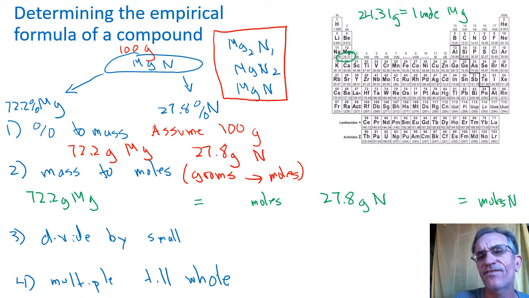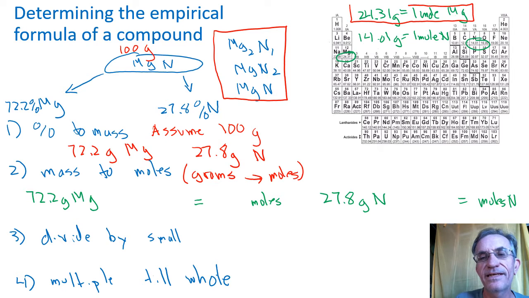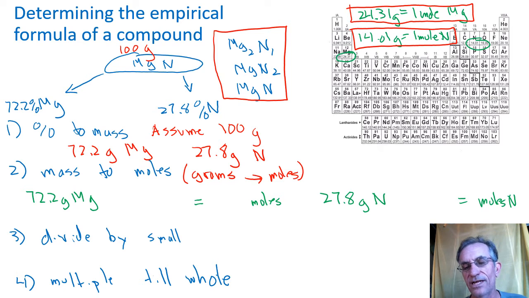So let's do the same thing for nitrogen. Under nitrogen, I see 14.01. So what is that telling me? 14.01 grams equals a mole. All right. So we've got our two conversion factors. One helps me go from grams to moles for magnesium. The other one helps me go from grams to moles for nitrogen. So we're going to do that for both elements.